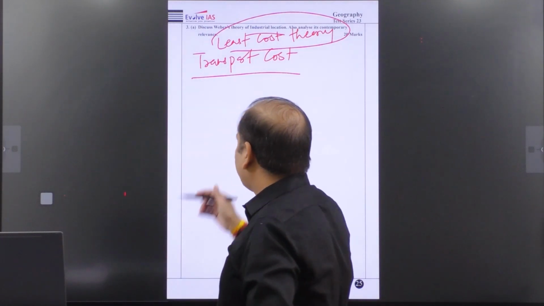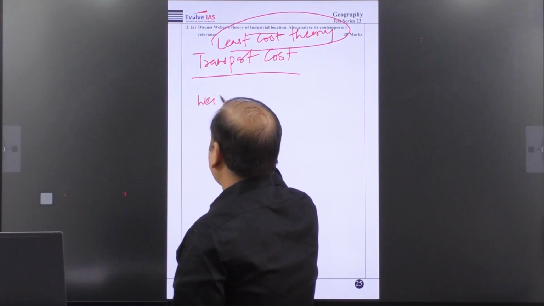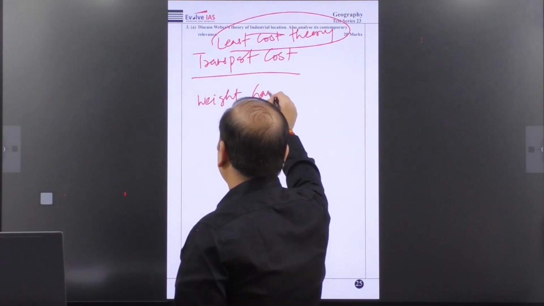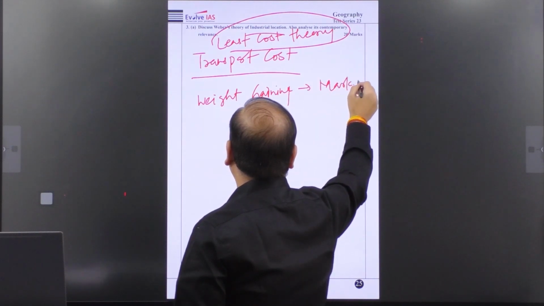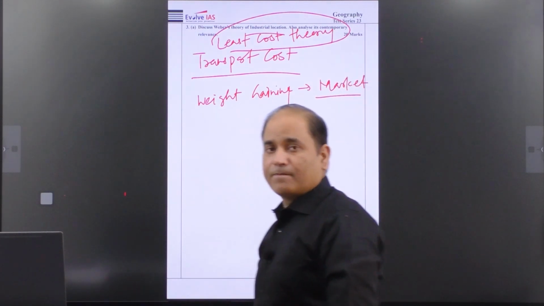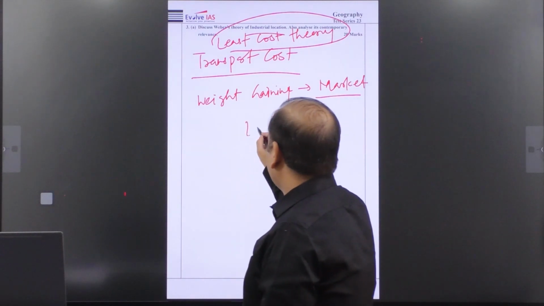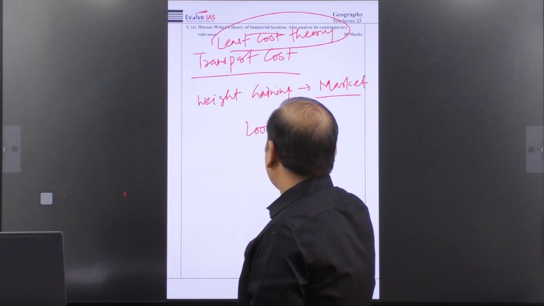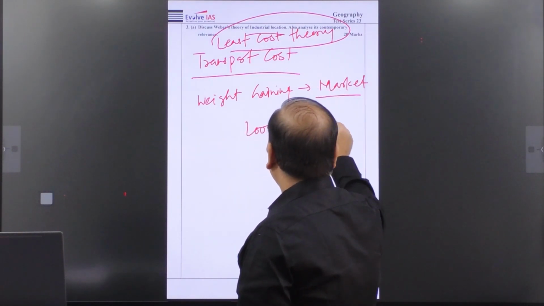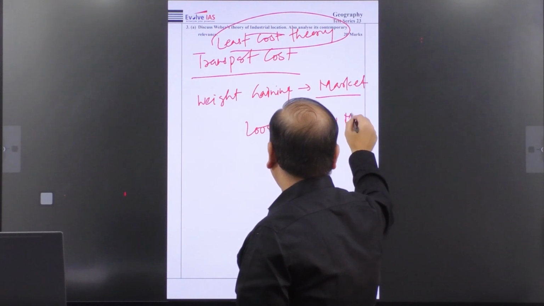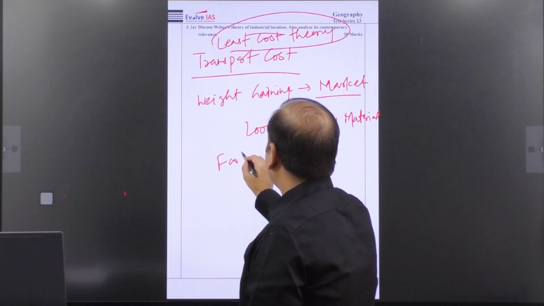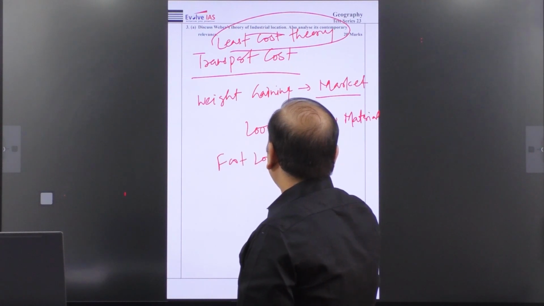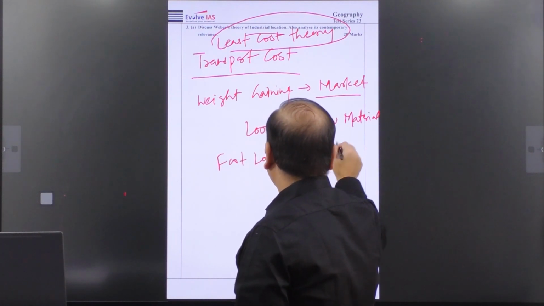So for the weight gaining, he suggested that industry should be located near to the market. For weight losing, it should be set up near to the raw material. For footloose, industry needs to be set up in between.